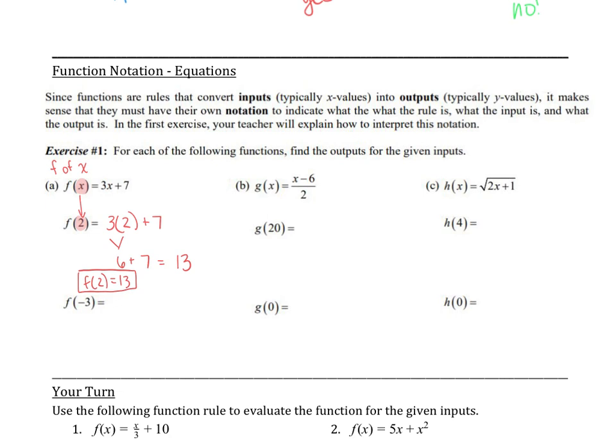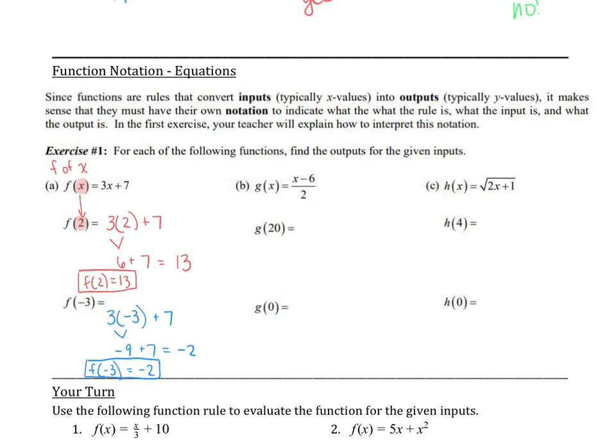For the next example, f of negative 3, I'm going to use a different color. I again want to plug in negative 3 for my x. So instead of the x, I'm going to plug in negative 3, and now I'm just going to solve. 3 times negative 3 is negative 9. Negative 9 plus 7 is going to give me a negative 2. So my final answer, f of negative 3 equals negative 2.